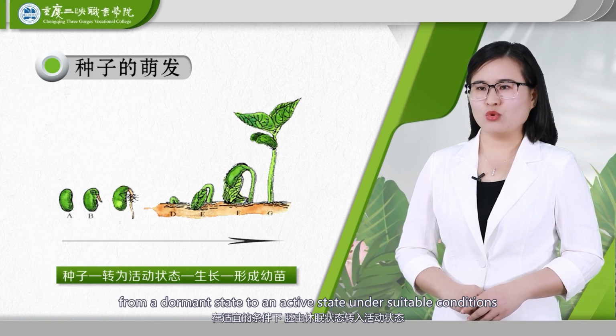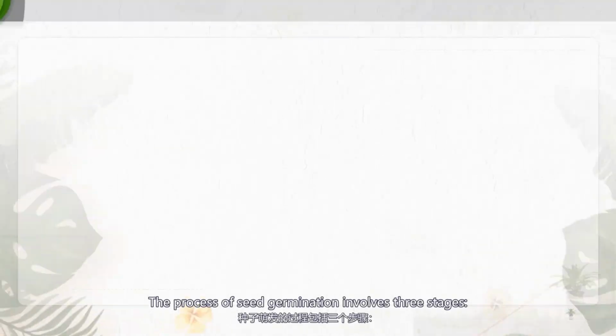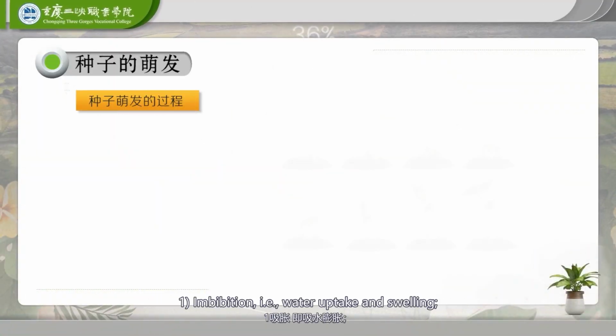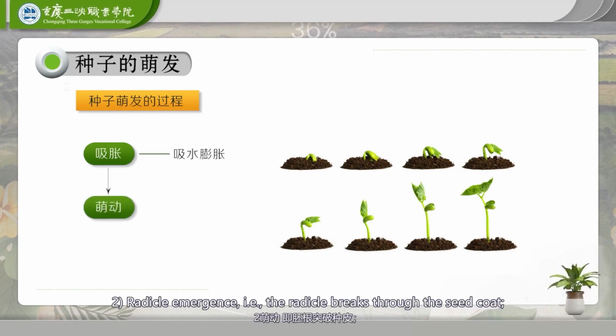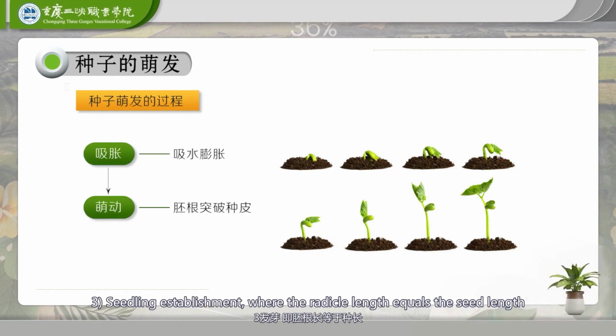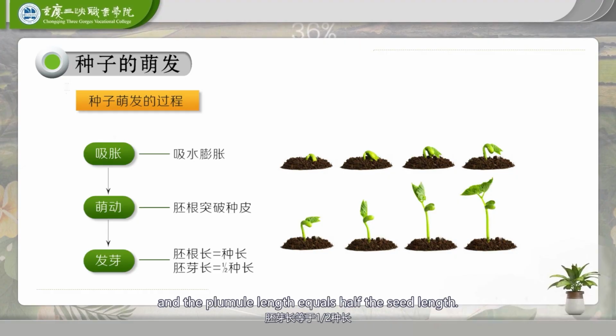Seed germination refers to the process by which a viable seed's embryo goes from a dormant state to an active state under suitable conditions and begins to germinate and grow to form a seedling. The process of seed germination involves three stages: 1. Imbibition, i.e., water uptake and swelling; 2. Radicle emergence, i.e., the radicle breaks through the seed coat; 3. Seedling establishment, where the radicle length equals the seed length and the plumule length equals half the seed length.